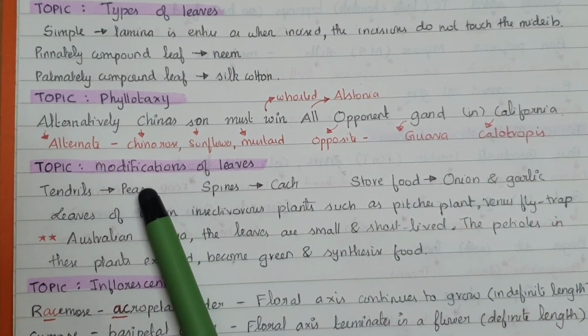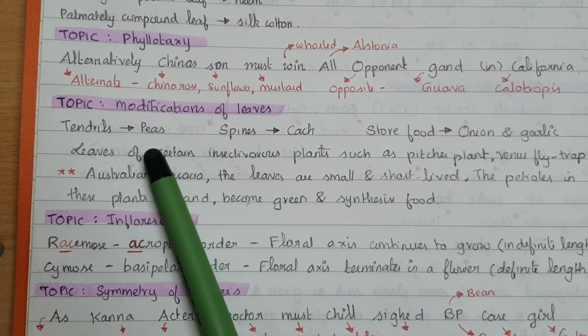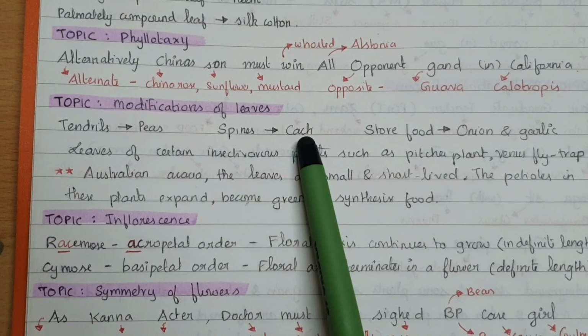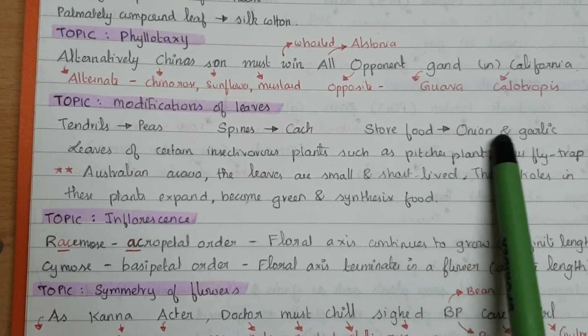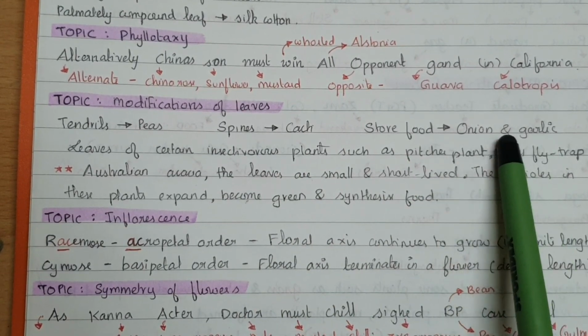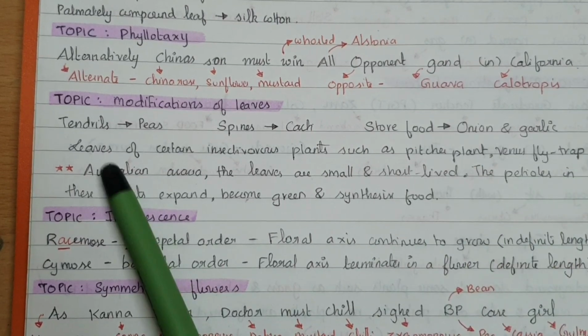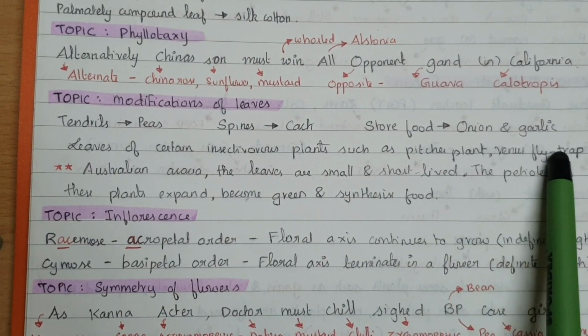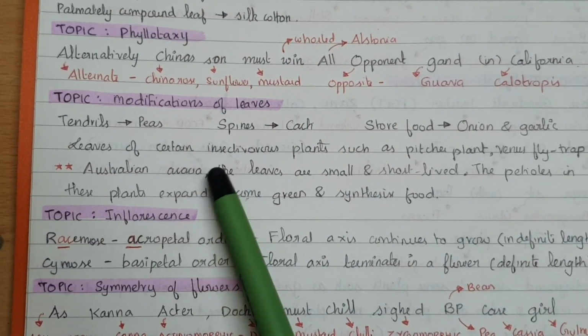So the next topic is modification of leaves. Leaves are modified into tendrils in peas, then spines in cacti, then store food in onion and garlic. So they store food in onion and garlic. And leaves of certain insectivorous plants such as pitcher plant and Venus flytrap are also modifications of leaf.